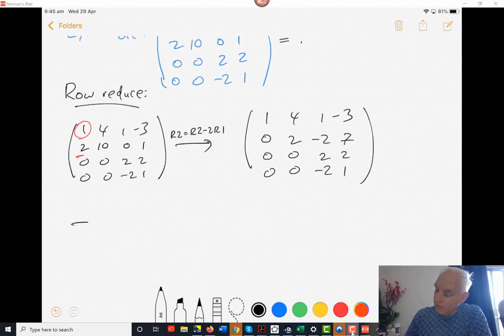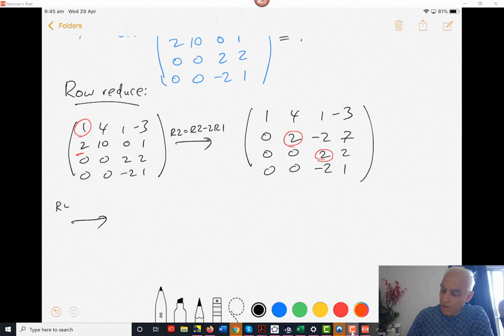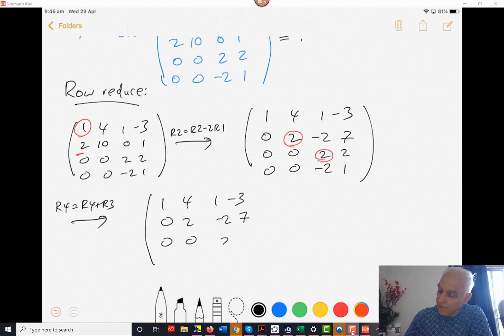Okay, now we're going to do another thing. This one here is fine. It already has zeros below it. So we'll move to this one. And we'll take row 4 to be row 4 plus row 3. Okay, so that becomes 1, 4, 1, -3, 0, 2, -2, 7, 0, 0, 2, 2. And we just add this row. So we get 0 and 3.